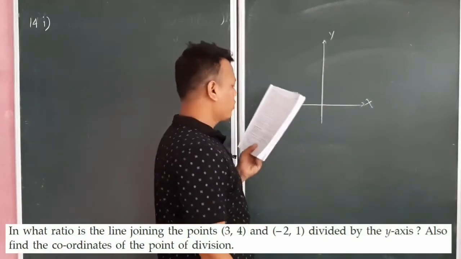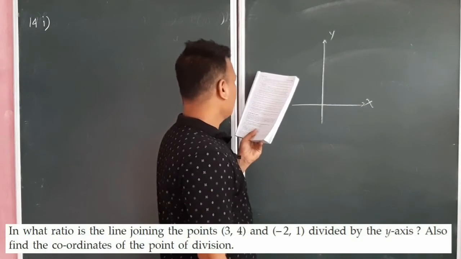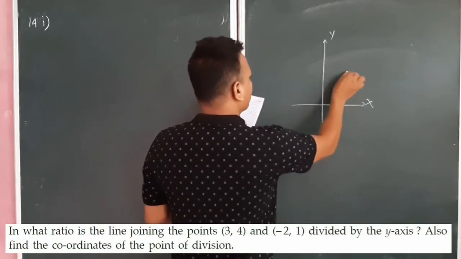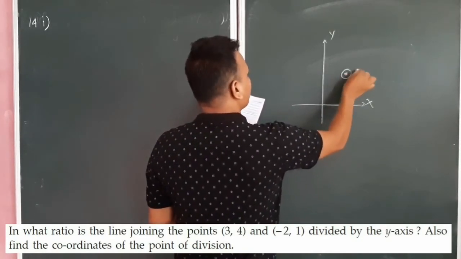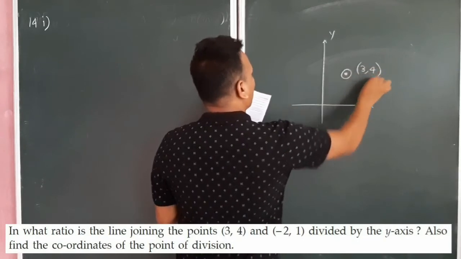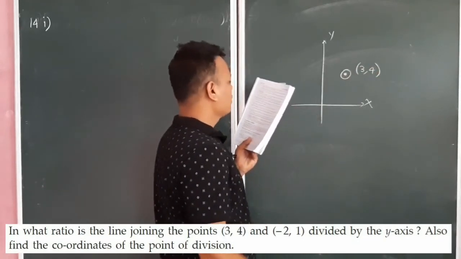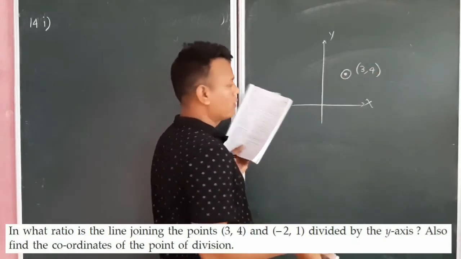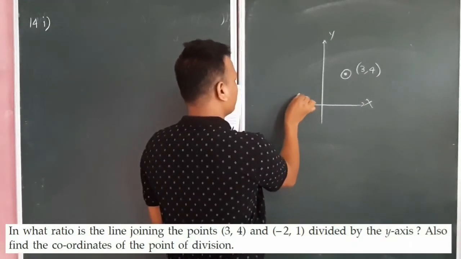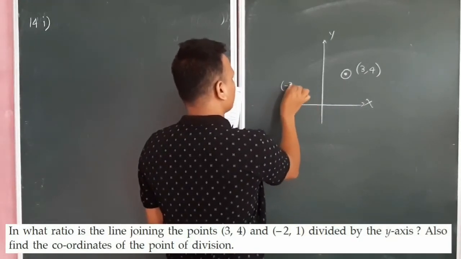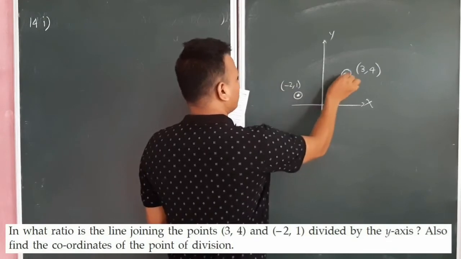Okay, so there are 2 points. One point is given to be 3 comma 4. So 3 comma 4 means it will be lying in the first quadrant. So let me call this 3 comma 4. The other point given here is minus 2 comma 1. So minus 2 comma 1 may be somewhere over here. Okay, so minus 2 comma 1. Now join these two.